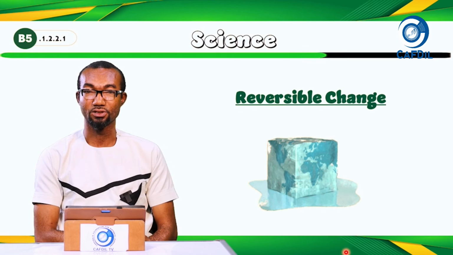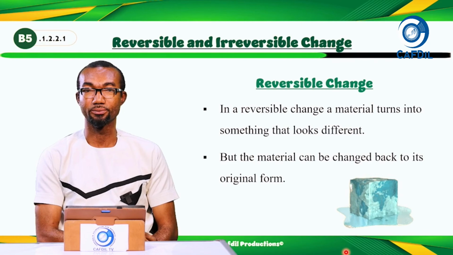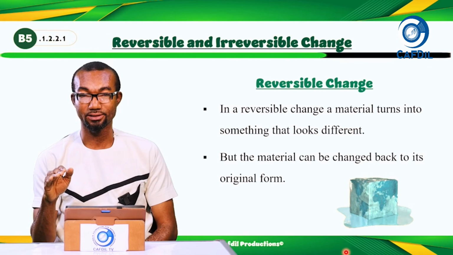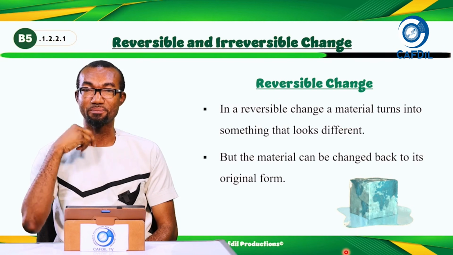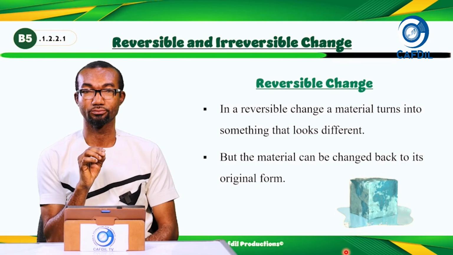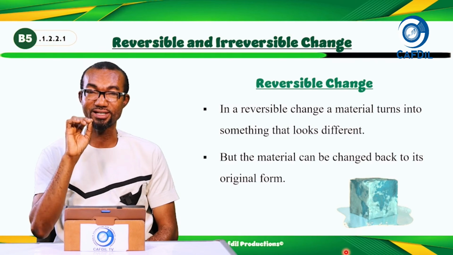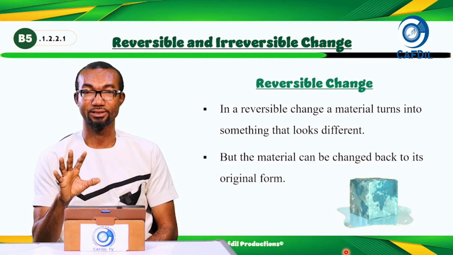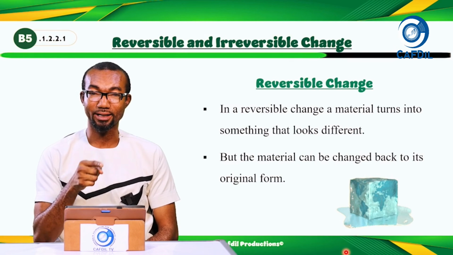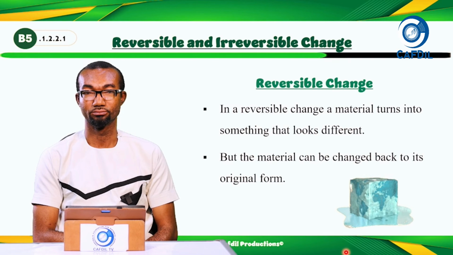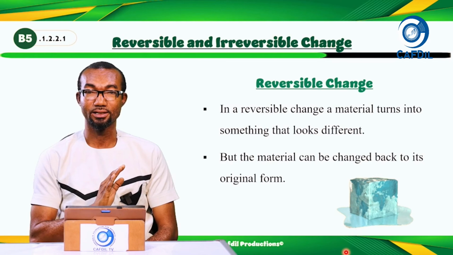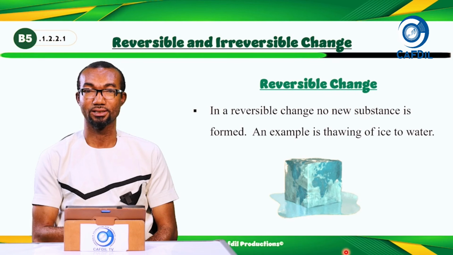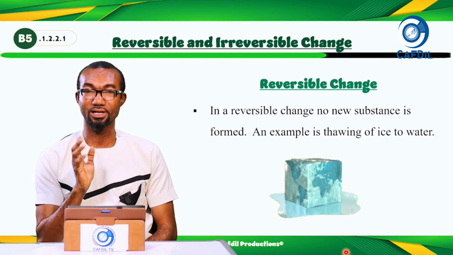Reversible change. When we talk about reversible change, what do we mean? In a reversible change, a material turns into something that looks different, but the material can be changed back to its original form. That means that change is not permanent. You can change it back to its original form. In a reversible change, no new substance is formed.